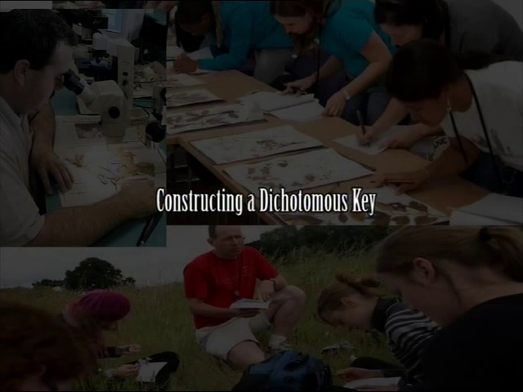By reading the two statements of each couplet, you progress through the key from typically broad characteristics to narrower characteristics until only a single choice remains. As long as the correct statement of each couplet is chosen and the unknown organism is included in the key, a confident identification is usually achieved. Now we discuss constructing a dichotomous key.